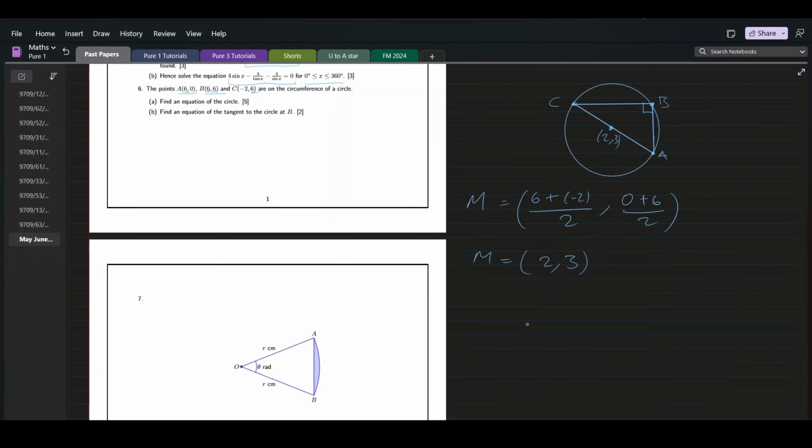And now we also need to find the radius. So let's say our radius is the distance from our center to A.